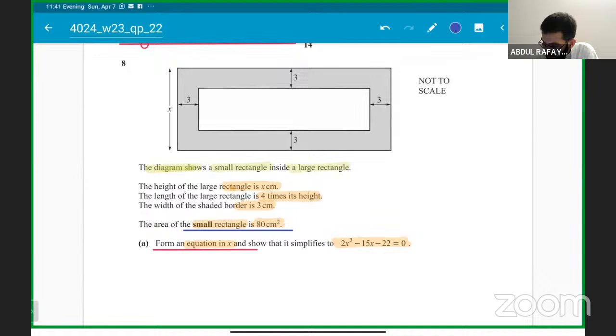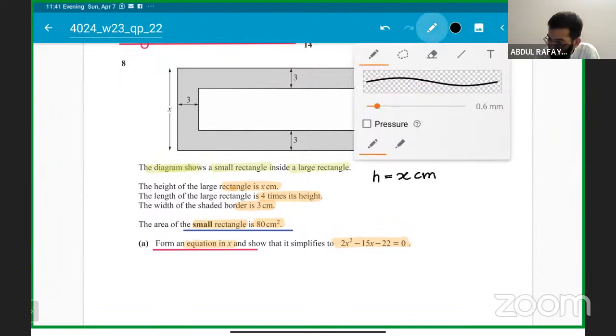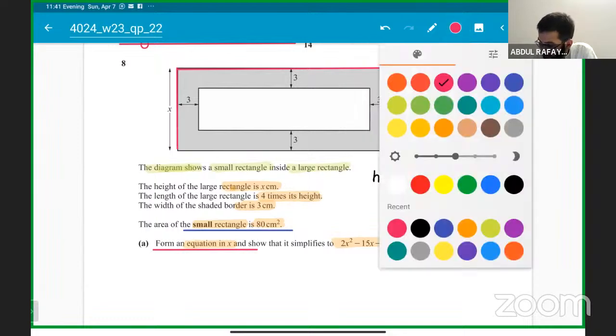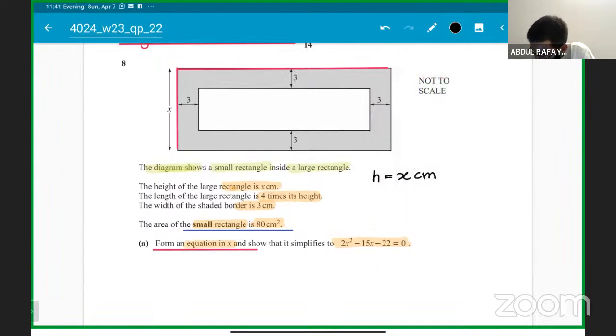What we need to do, sir, the height is there. So let's write it down. The height of the larger rectangle is x centimeters. We can clearly see here in the red color, guys, the height of the larger rectangle is x centimeters. And the length of the larger rectangle is 4 times its height. So again, we got another value. Everyone following? We can say the length is 4 times the height, so it will be 4 times x.